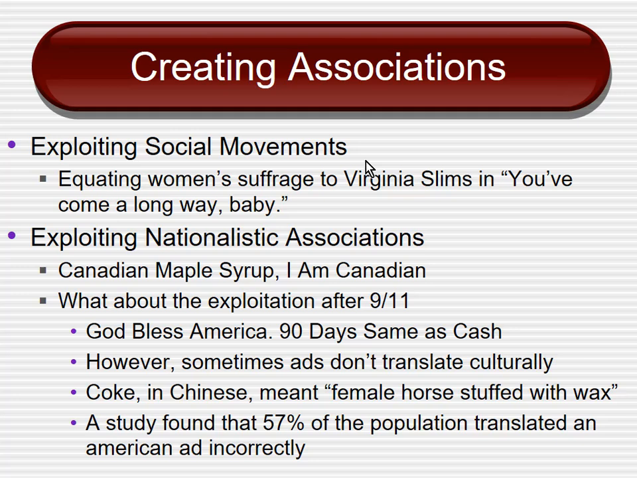Also, sometimes the name, the things that you're talking about, don't really translate that well culturally overseas. There's this old legend that Coca-Cola, phonetically, when you said it in some dialect of Chinese, in some different region where it had a different dialect, the phrase meant a taxidermied horse, a female horse stuffed with wax, is what Coca-Cola was supposed to mean phonetically if you said it or heard it said in that dialect. A study has found that 57% of the population has translated an American ad incorrectly. So take that into account as well, that our products don't necessarily culturally translate that well overseas either.